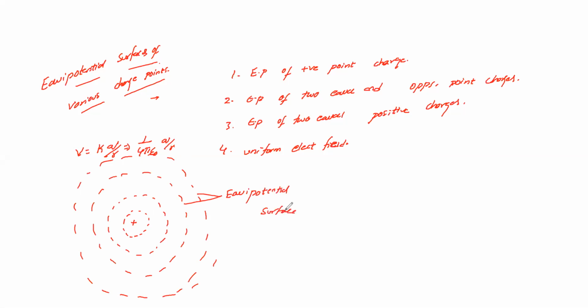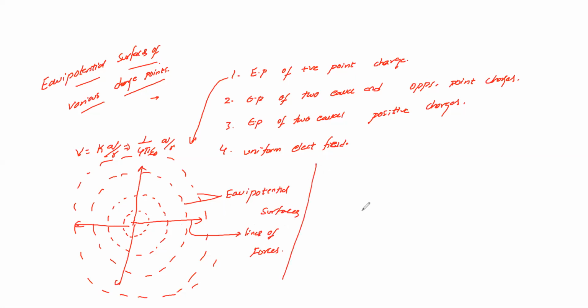And from the point charge, the field lines will be traveling in all the directions. So these are nothing but your electric field lines, or we can say the lines of force. This is your first point: equipotential surface of a positive point charge. Let's see two equal and opposite charges.